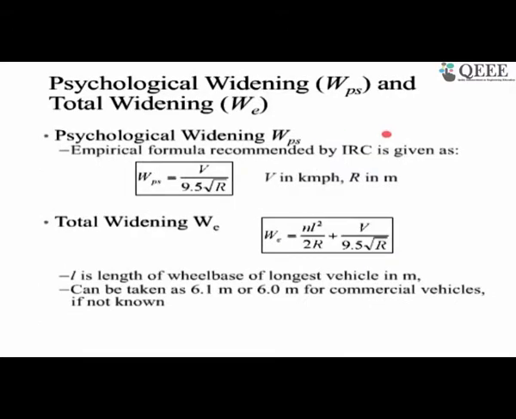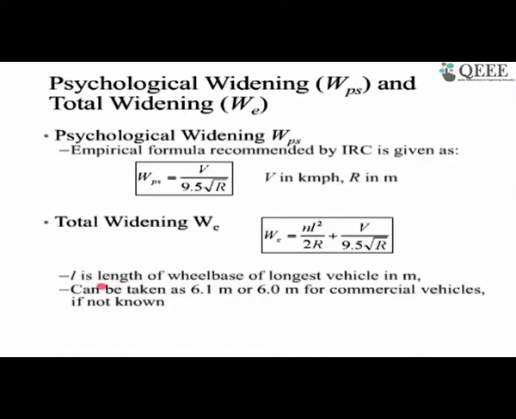So the next part is the psychological widening, and as I told you, if there is more than one lane, we need to provide the psychological widening, and this comes from an empirical formula. IRC provided this empirical formula, and the psychological widening is V by 9.5 root over R, where V is in kmph and R is in meters. So the total widening we need to provide is the sum of these two. Here we are considering there are at least two lanes, and this is why we are adding this psychological widening. And from this we can easily calculate the total widening required on the curve.